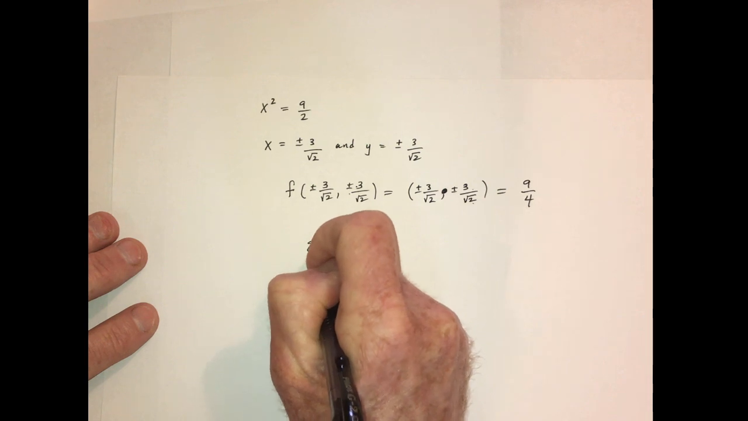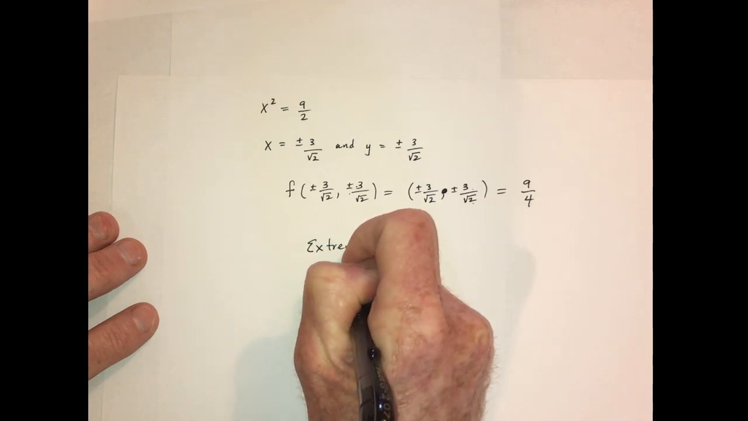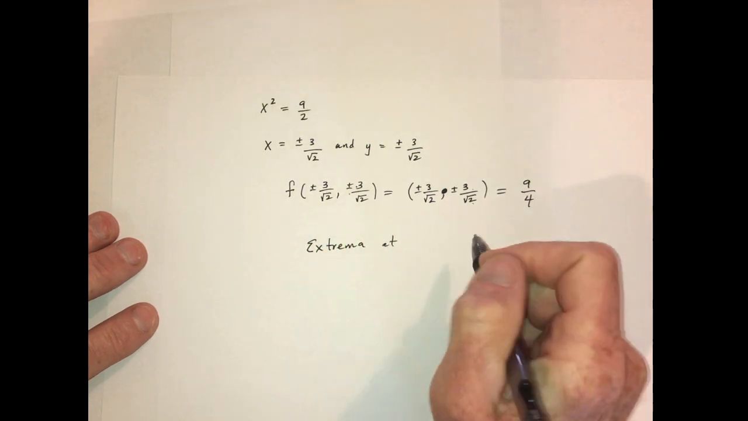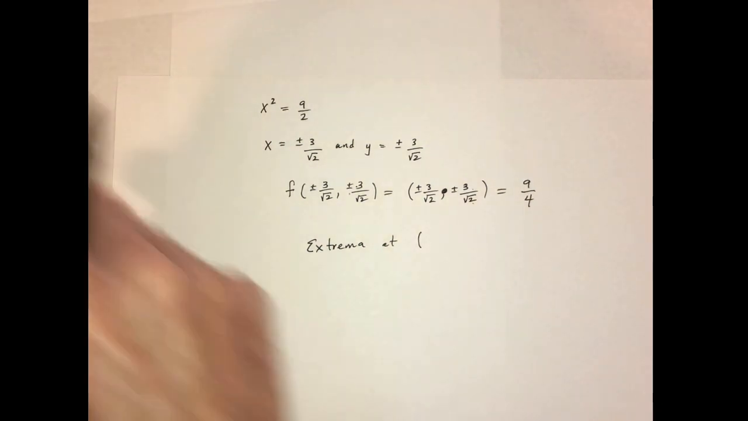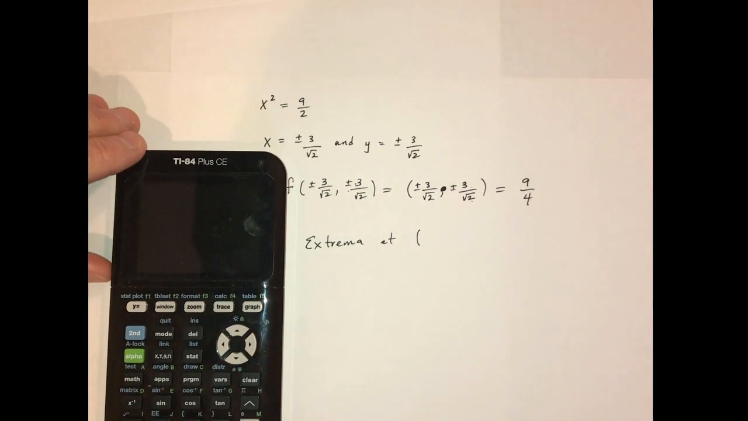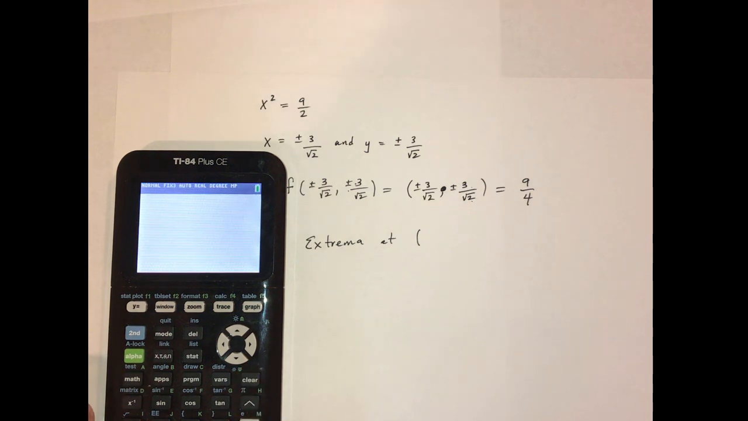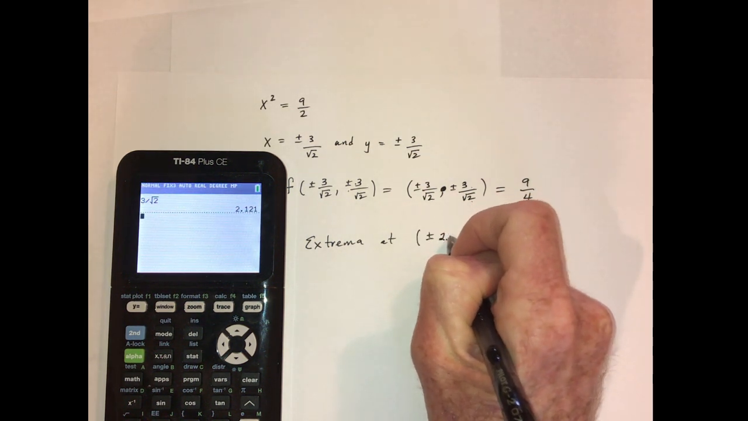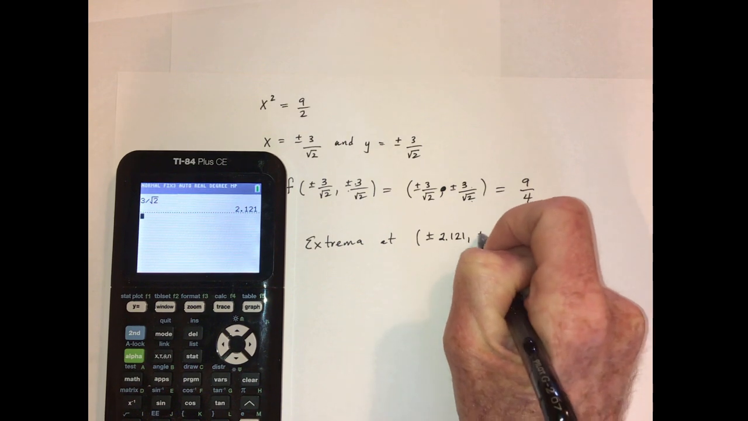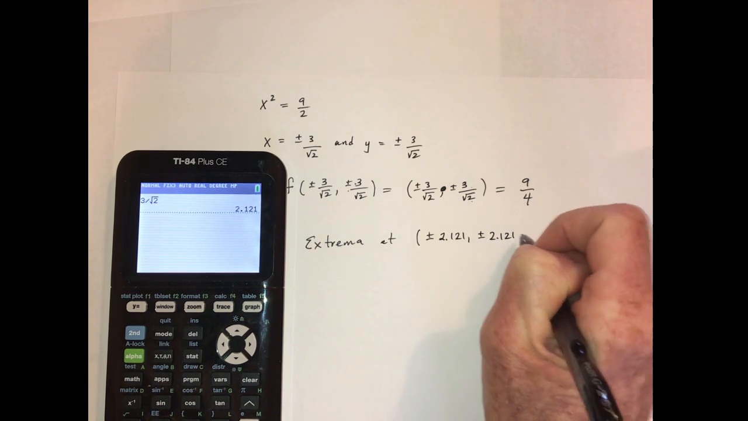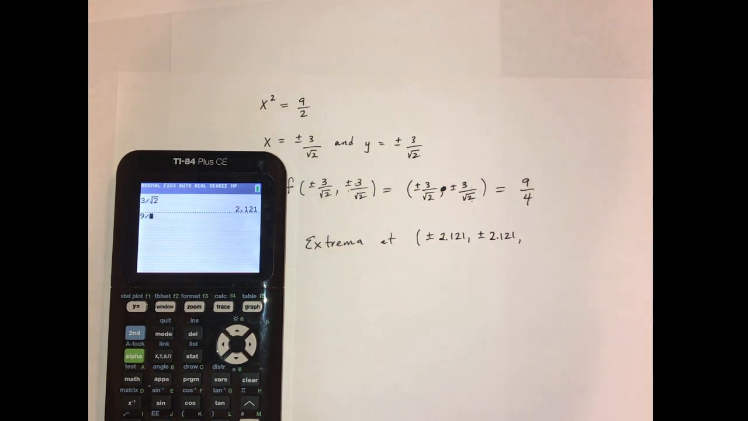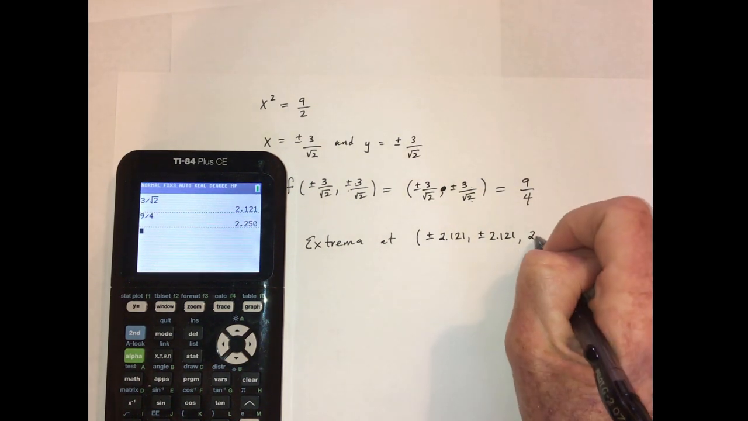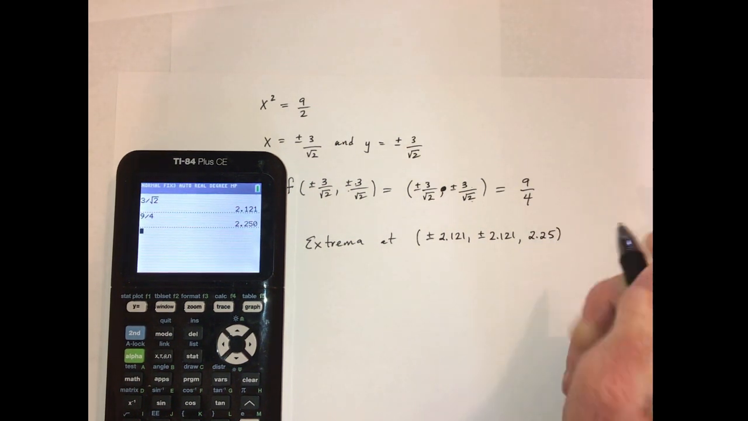So there's extrema at, and then I think I'll just get the decimal. So 3 divided by the square root of 2. So it's going to be plus or minus 2.121, plus or minus 2.121, and then 9 divided by 4, 2.25.